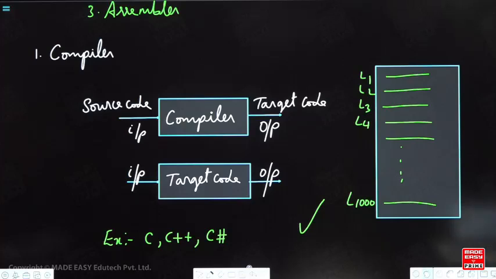Okay, now, comparatively error diagnosis in a compiler is difficult, but output generation by a compiler is faster. Output generation by a compiler is faster. Okay, next.